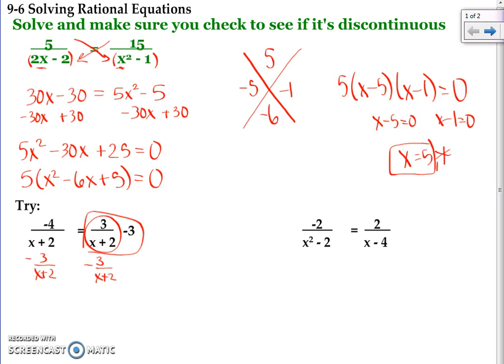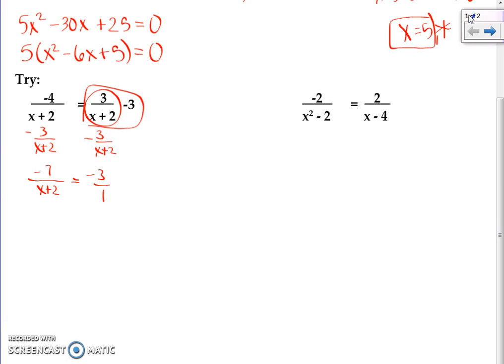what do we really have when we subtract over here? What's the number on the top? Negative 7 over x plus 2 equals negative 3. Now negative 3 is the same thing as negative 3 over 1. So now we can cross multiply, because we've got a fraction equals a fraction. So if we multiply diagonally, making sure that we distribute here, we've got negative 3x minus 6 equals negative 7.